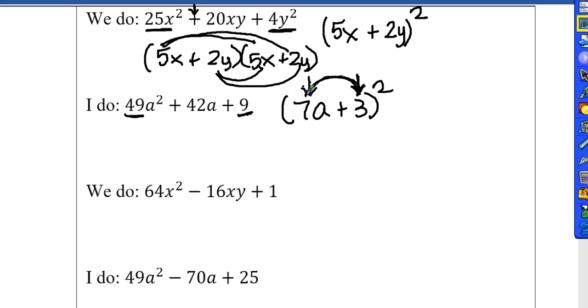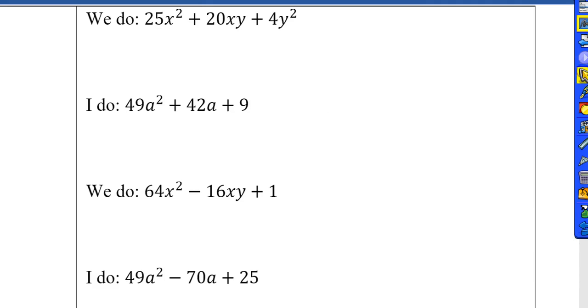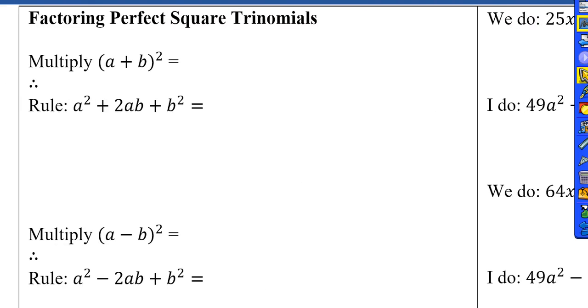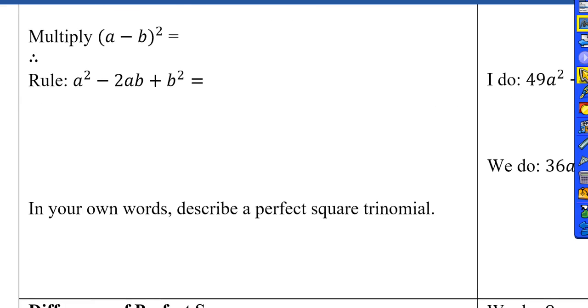What's 7a times 3? 21. Do it again. 21a plus 21a is 42a. So that's how I check it. Instead of writing it out twice, I just square the first number, square the last number, and then I do 2 multiplications of those numbers to get the middle number. All right, so there we have 2 examples of a perfect square trinomial where all of our numbers are positive.